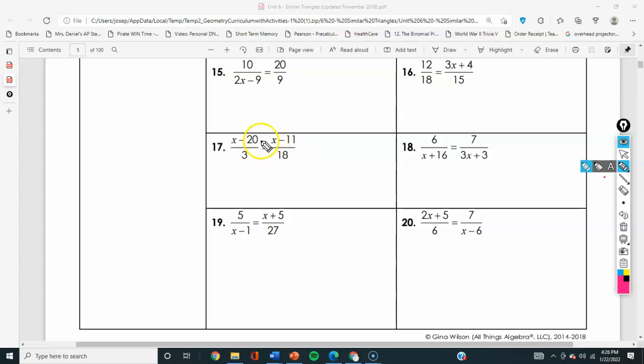So let's take a look at 17. We're going to cross multiply. So I do 3 times x minus 11 equals 18 times x minus 20. I'm going to distribute the 3 to both terms. So I get 3x minus 33 equals 18x minus 360.